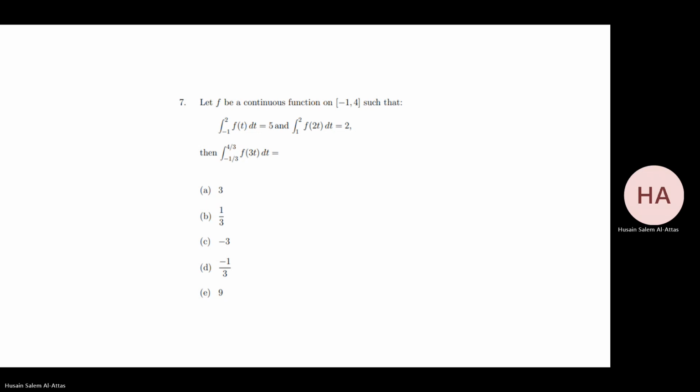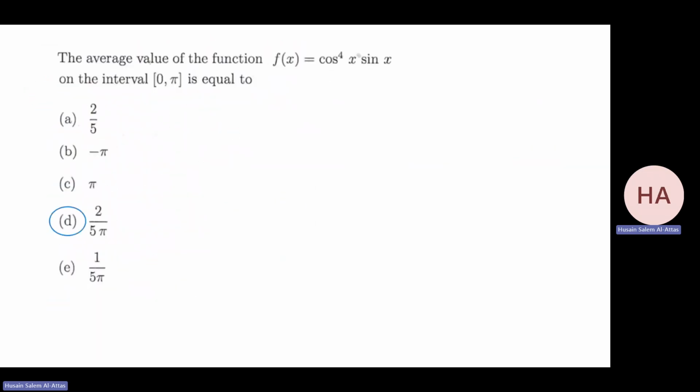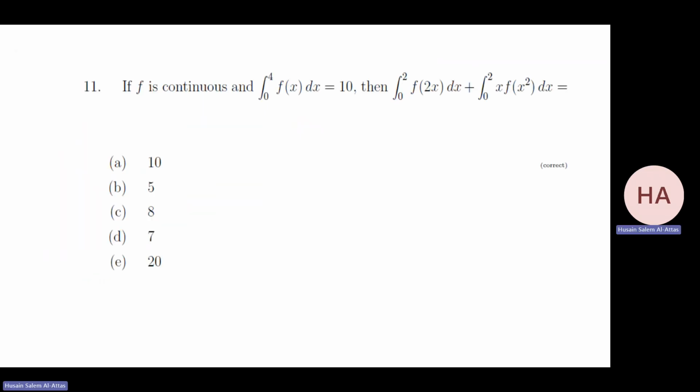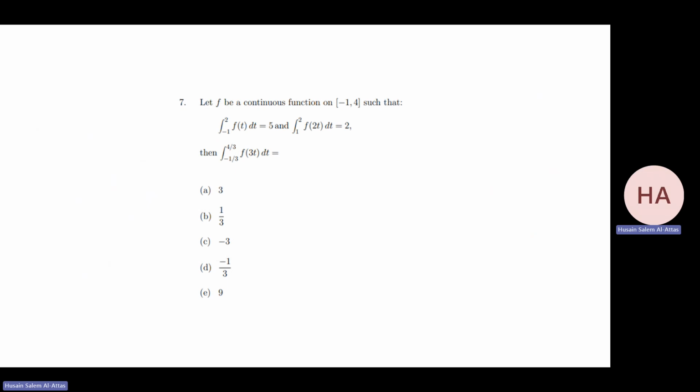Okay. Let it be continuous. Do you have a big number of questions? I can leave it. Let me do this one, then we'll stop. The continuous is like this. This is what we have. This is equal 5, and this is equal 2. You want this.